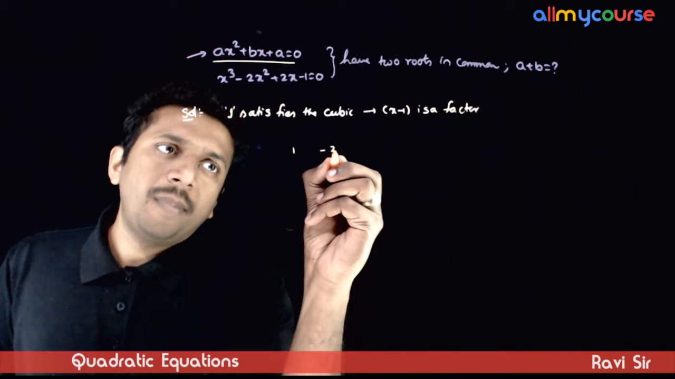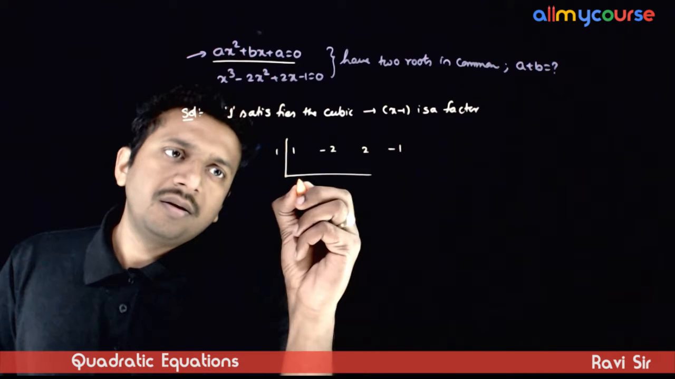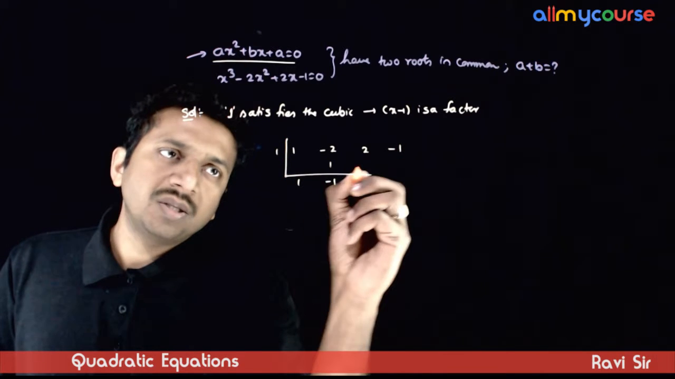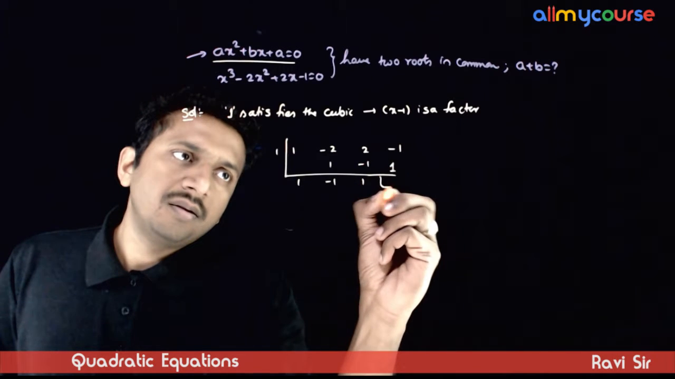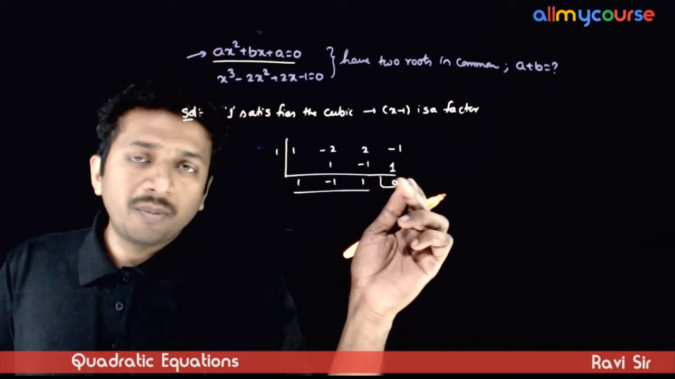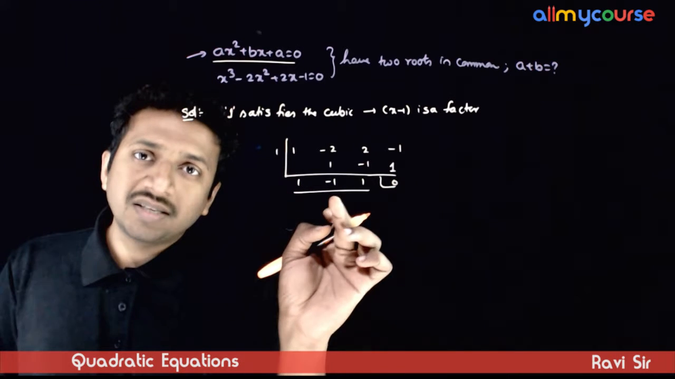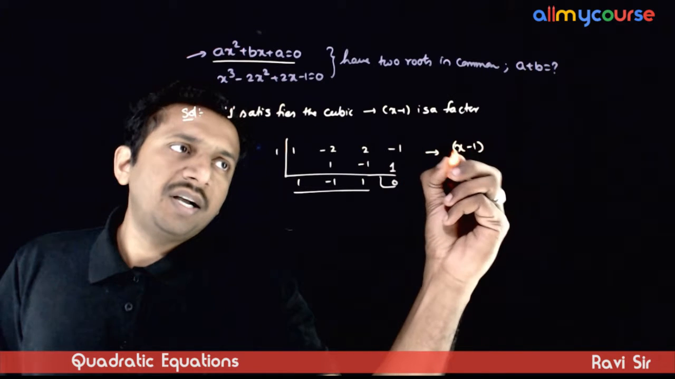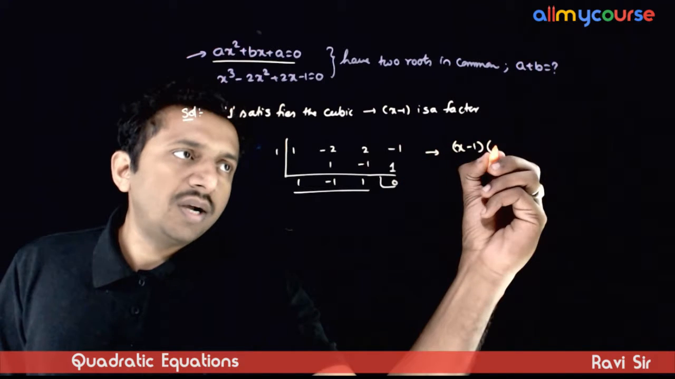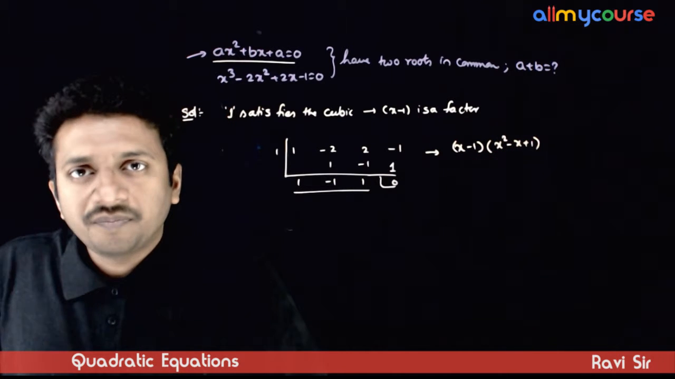So 1, −2, 2, −1. Bringing down 1, then 1, −1, 1, −1, and 0. So the remainder is 0. Hence, the quotient is x² − x + 1. So the cubic can be written as (x − 1) times (x² − x + 1).